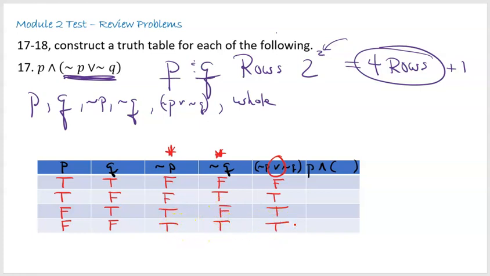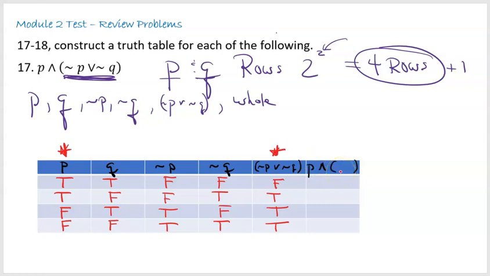Now in the end, the last column, I'm looking at P and my set of parentheses. So way over here, the P column, and right here, the set of parentheses column. Now remember, an AND statement, as a matter of fact, no, we haven't done an AND statement in this problem. I take that back.